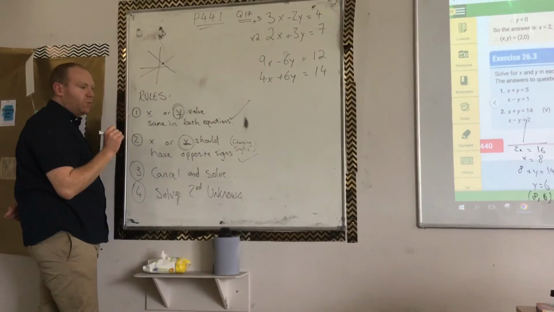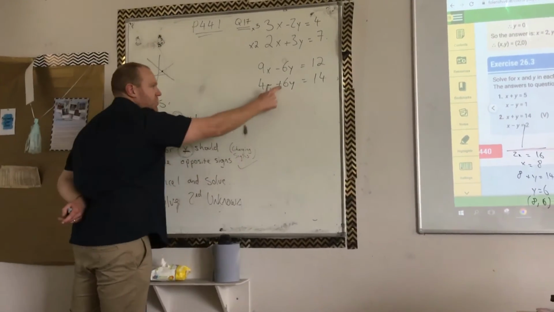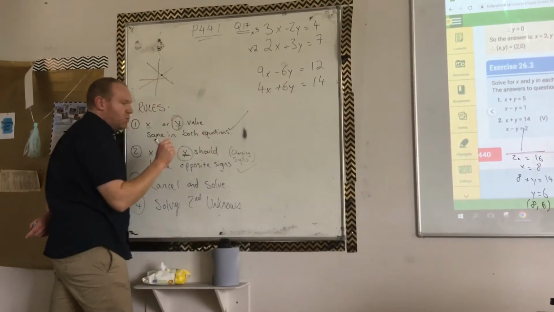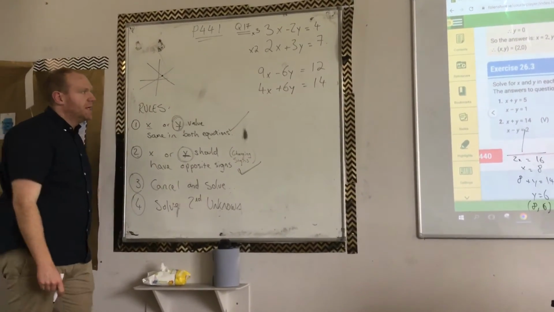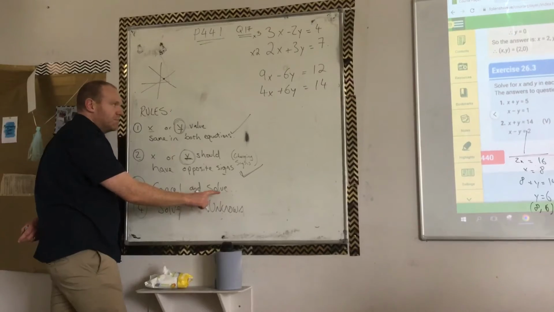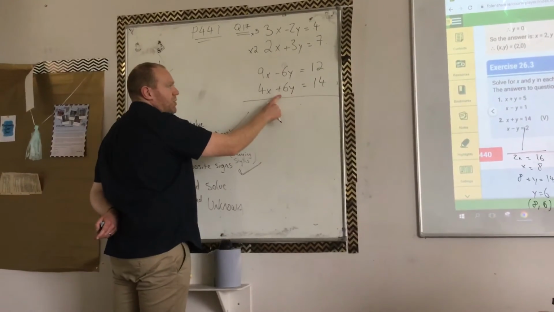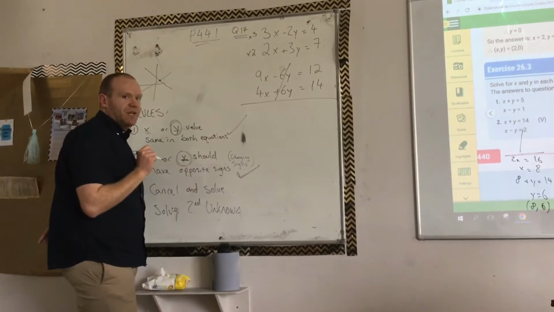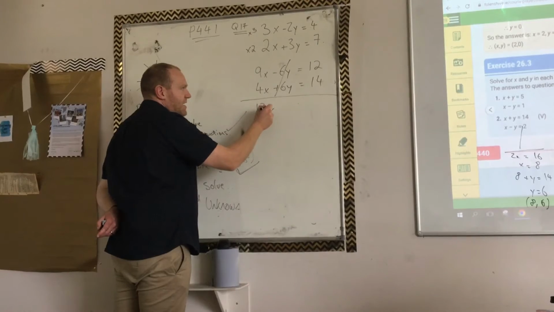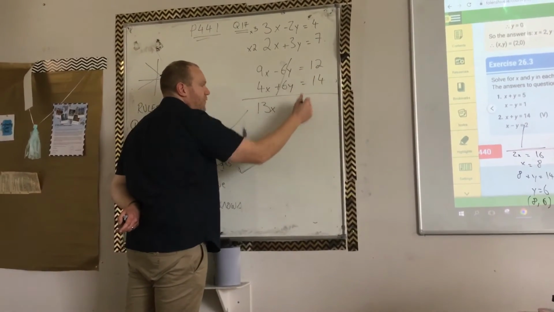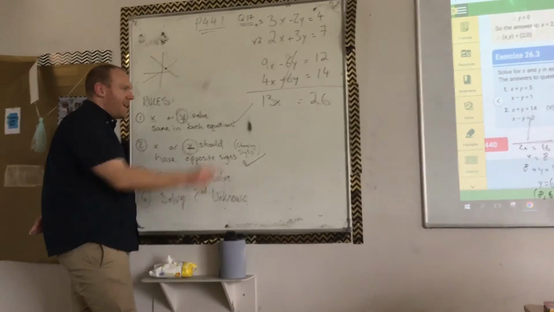I've ticked rule 1. Rule 2, the x or the y should have opposite signs. And they do. One of them is plus 6y, one of them is minus 6y. So I can tick that rule as well. So rules 1 and 2 are done. Now I'm going to cancel them. I combine the two equations: minus 6y plus 6y gives me 0, so I can forget about them. 9x and 4x gives me 13x. And 12 and 14 gives me 26. I've combined the two equations after cancelling.